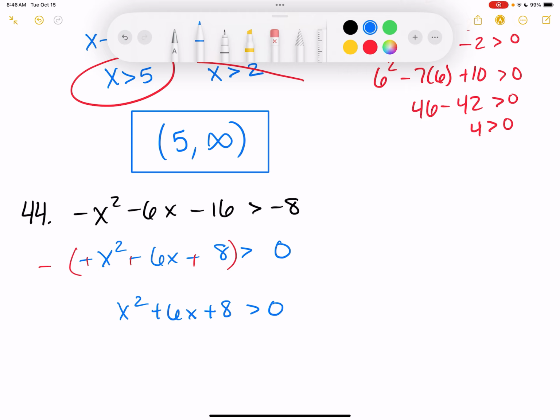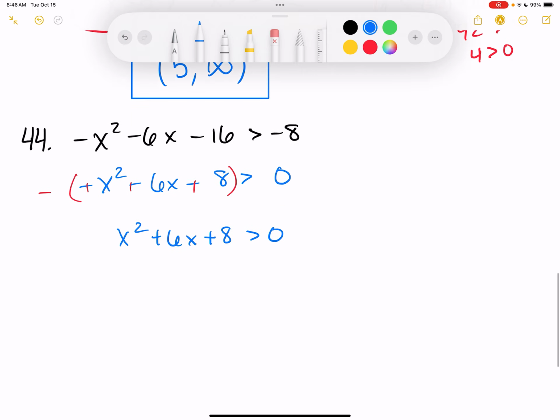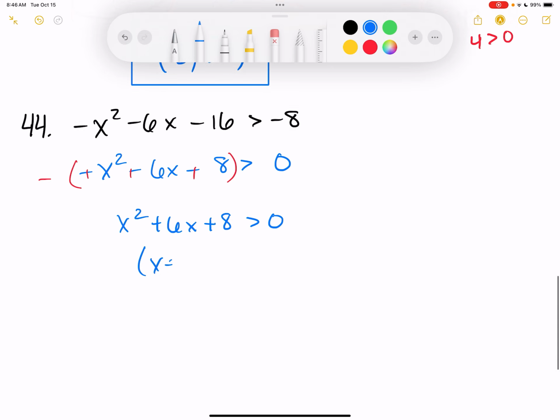And now, try to factor. What would this factor into? X plus 4. Yep, x plus 4 and x plus 2. Does anybody catch a mistake? Yep, I should have flipped the sign here when we divided by negative.